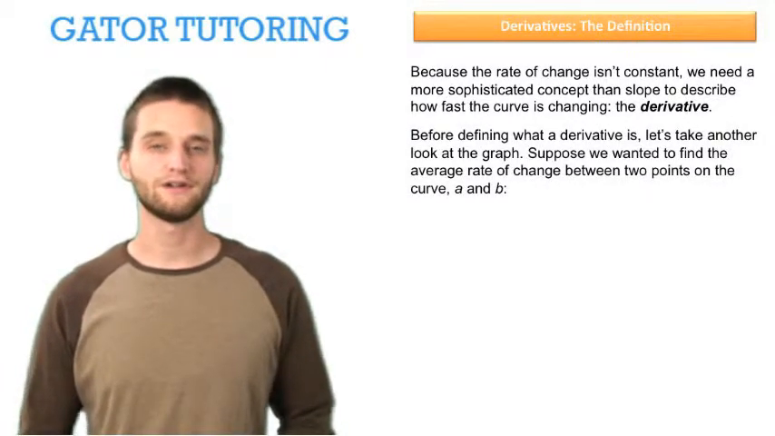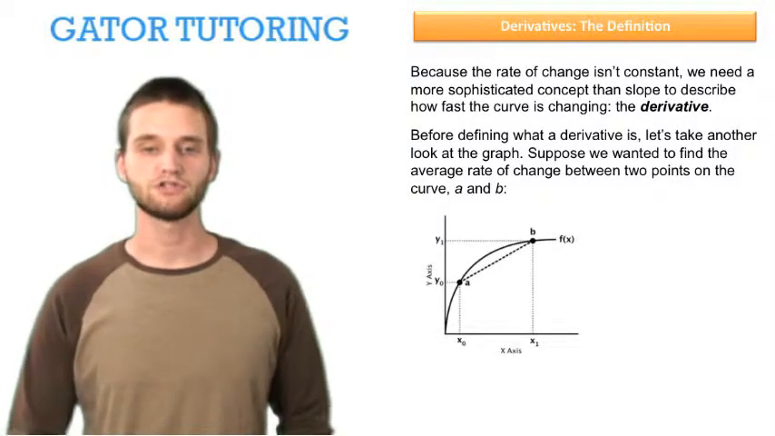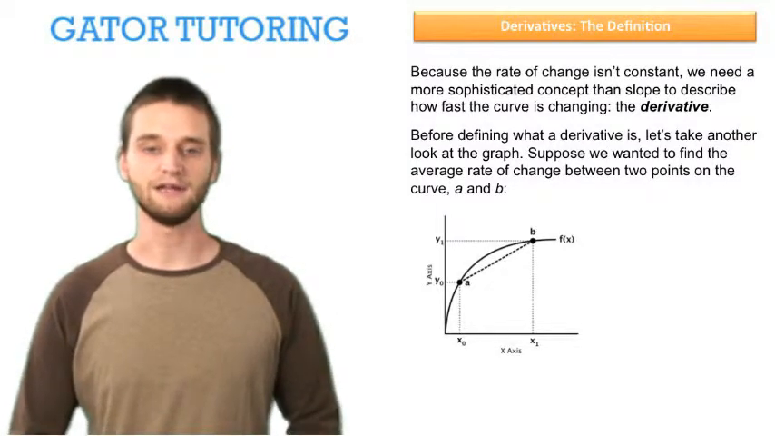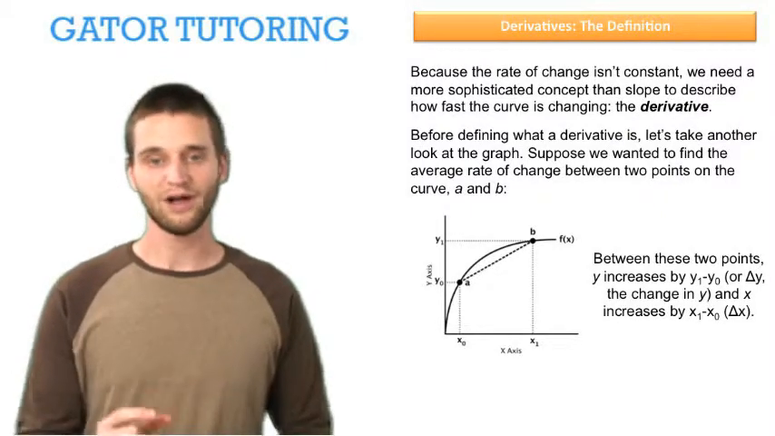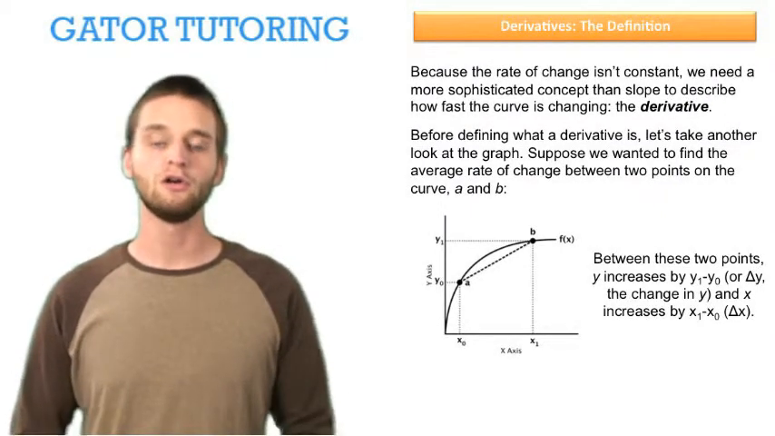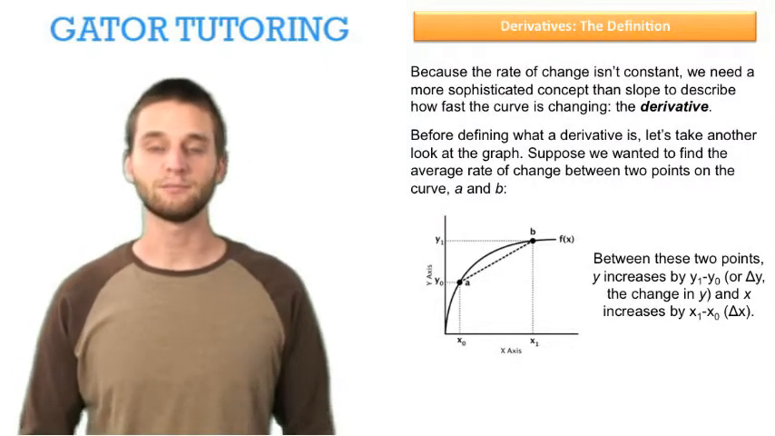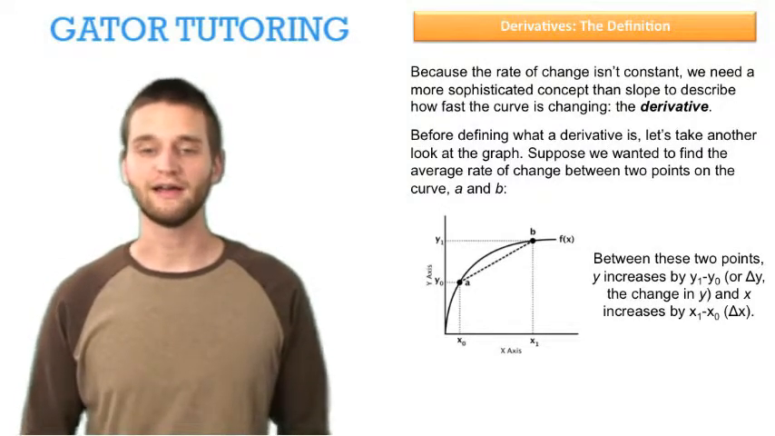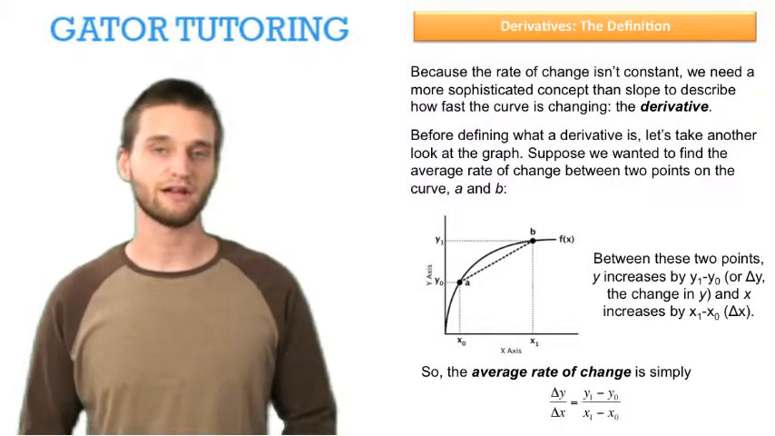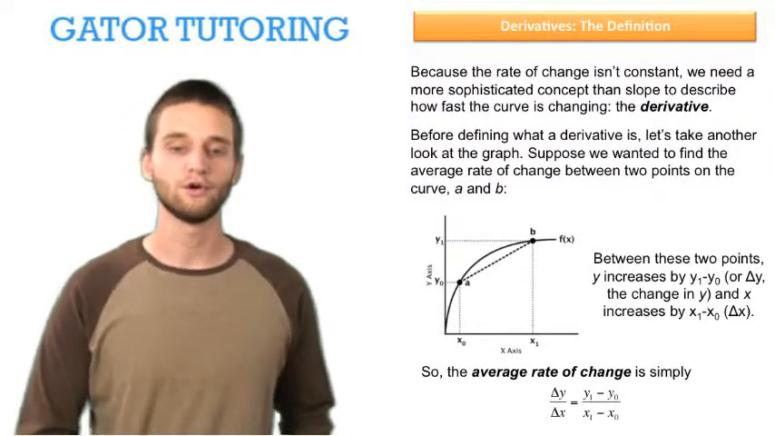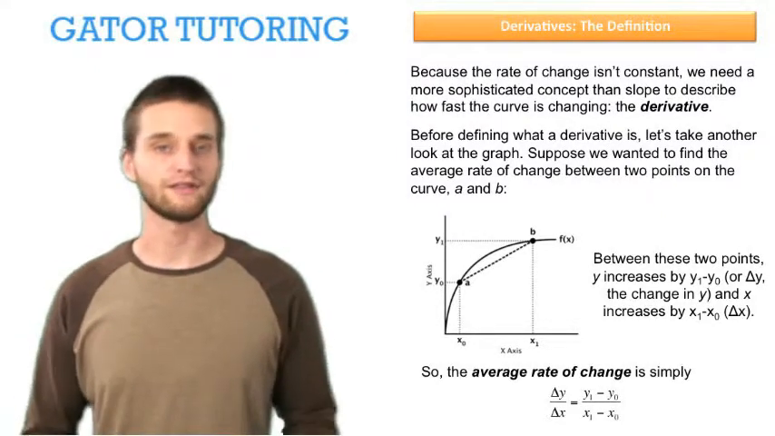Before defining what a derivative is, let's take another look at the graph. Suppose we wanted to find the average rate of change between 2 points on the curve, A and B. Between these 2 points, y increases by the difference in the y values, which is just y1 minus y0, which we can also call delta y, meaning the change in y. And x increases by x1 minus x0, or delta x. So the average rate of change is simply delta y over delta x, which is y1 minus y0 over x1 minus x0. Notice that this is really just a straight line between the 2 points. This is how we calculate the average rate of change.